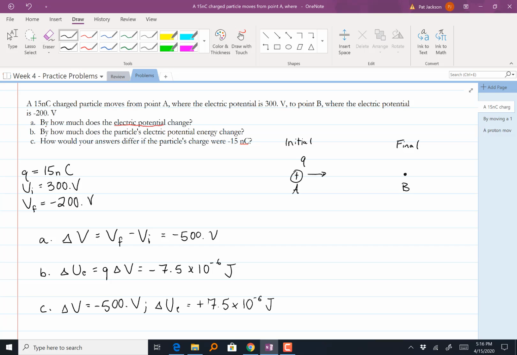The other way that we can think about this first part, the unchanged voltage or the change in electric potential, is that the electric potential at each of these points A and B is determined by some sort of source charge that we don't have a lot of detail about in this problem. We just know that at point A it's 300 volts and at point B it's negative 200 volts. But that's determined by some other charge that's not my 15 nanocoulomb charge. And so we know that that voltage isn't going to be changing, right? The only thing that can change at this point is the electric potential energy, the reaction to that voltage. And so this is going to be important when we're looking at the second question.